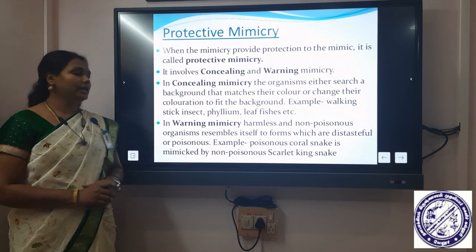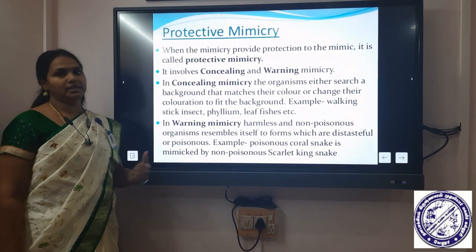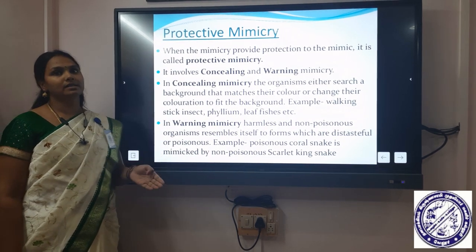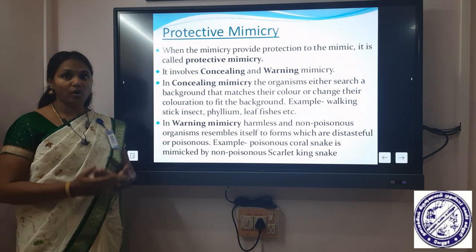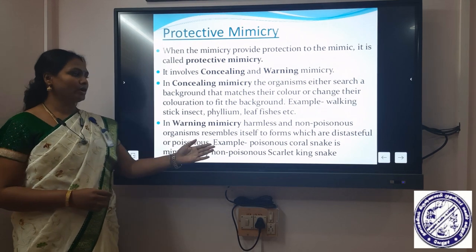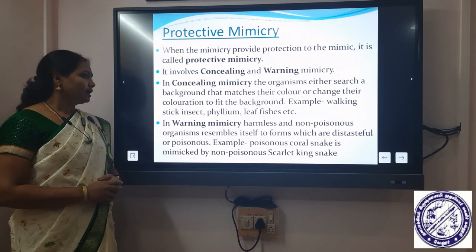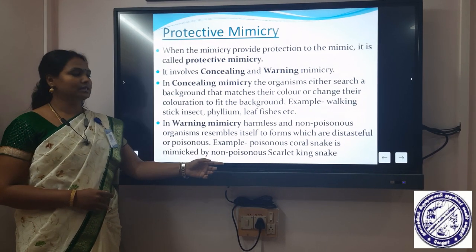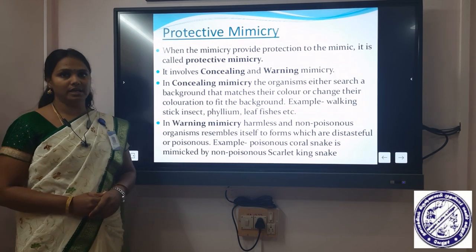In warning mimicry, harmless and non-poisonous organisms resemble harmful and poisonous organisms to get protection. For example, the poisonous coral snake is mimicked by the non-poisonous scarlet king snake.